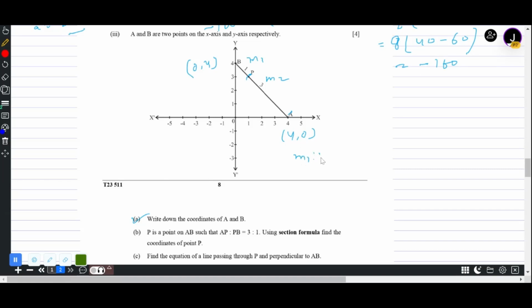The point which sits on AB and divides AB in the ratio 3 to 1. This question we did before, we got the coordinates of P first. So this question is answered. Next question is, a man covers a distance of 100 kilometers.